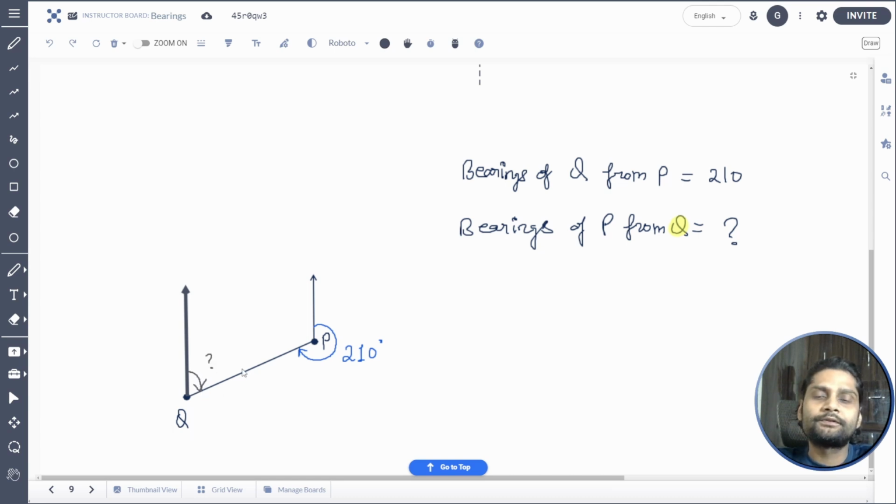First of all, students, as you notice here, this angle is 210 degrees, and you know that around a point the total angle is 360 degrees. So the remaining angle here is equal to 360 minus 210. Let me subtract that.